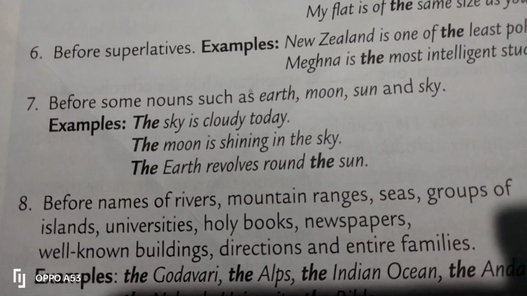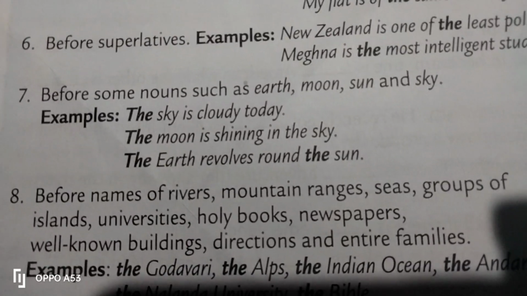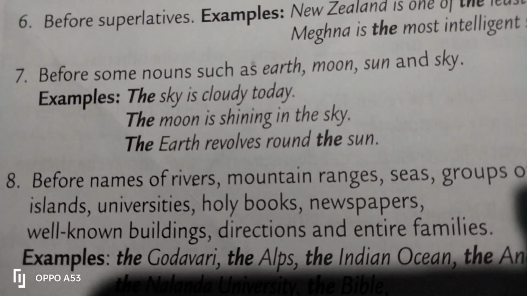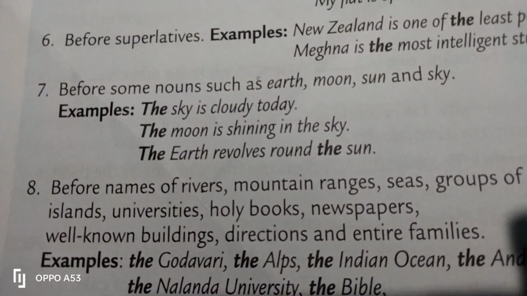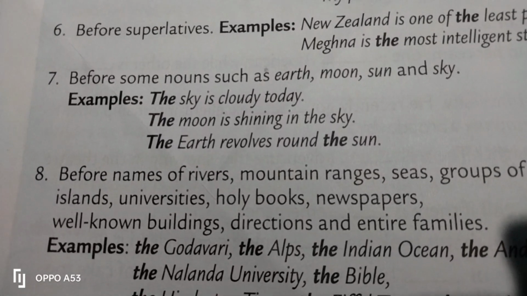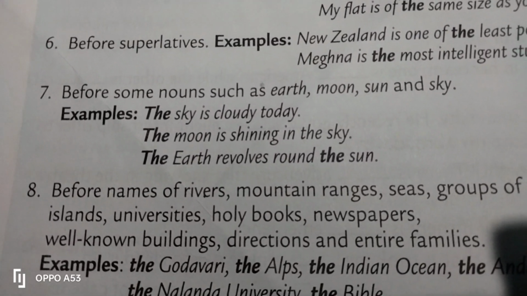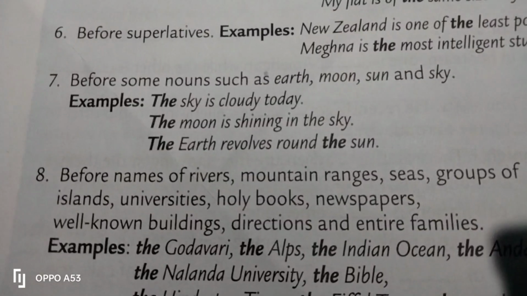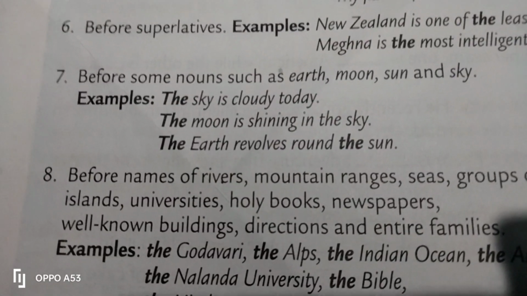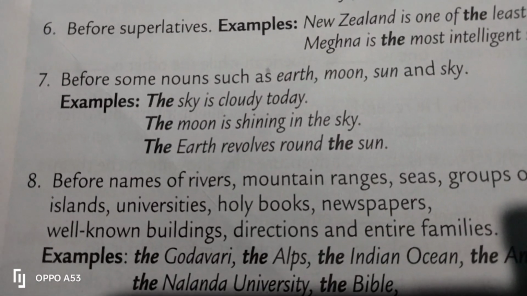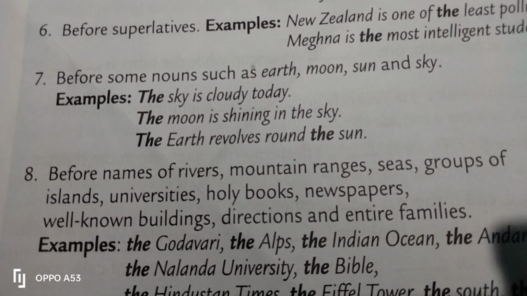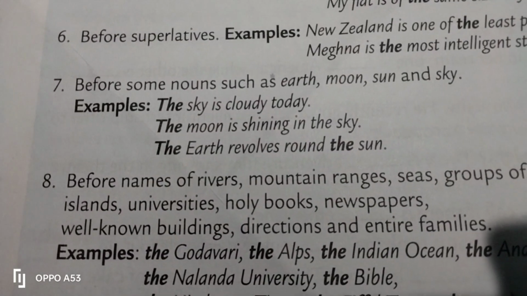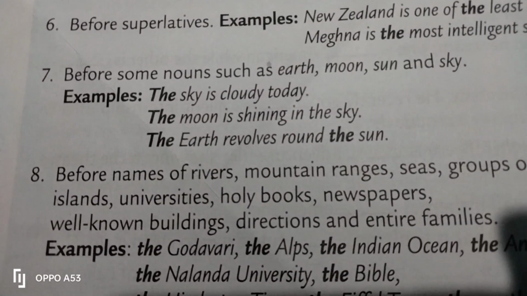Look at the seventh rule illustrated here. The seventh rule is very, very common, and you also have to keep in mind that before some nouns such as earth, moon, sun and sky, which are easily identified as a particular thing and very, very specific, you need to use the definite article.